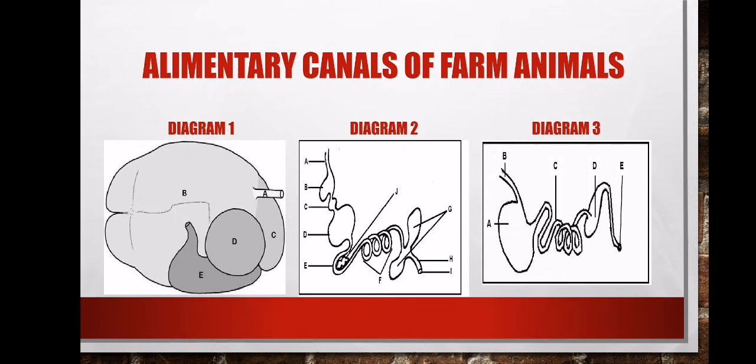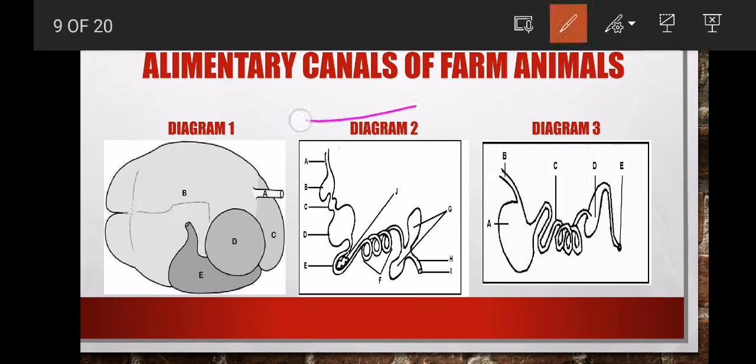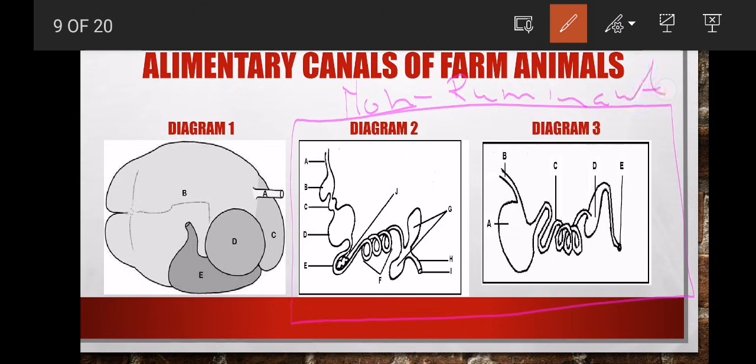Okay, allow me to talk about this part before we call it a day on this one. Let's focus on diagram 2 and diagram 3. When you look at diagram 2 and 3, both of them we say are non-ruminants. But then, let us try to look at the differences between these two farm animals. I know that some of the parts you're not aware of, but I will try to highlight them to you.